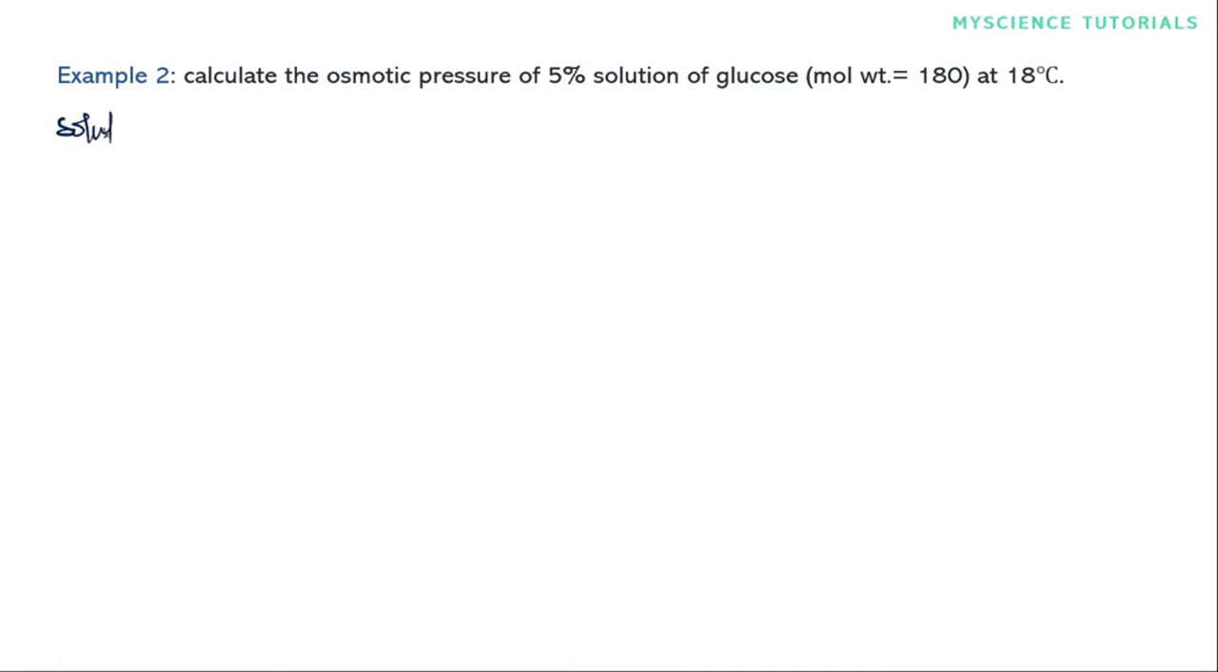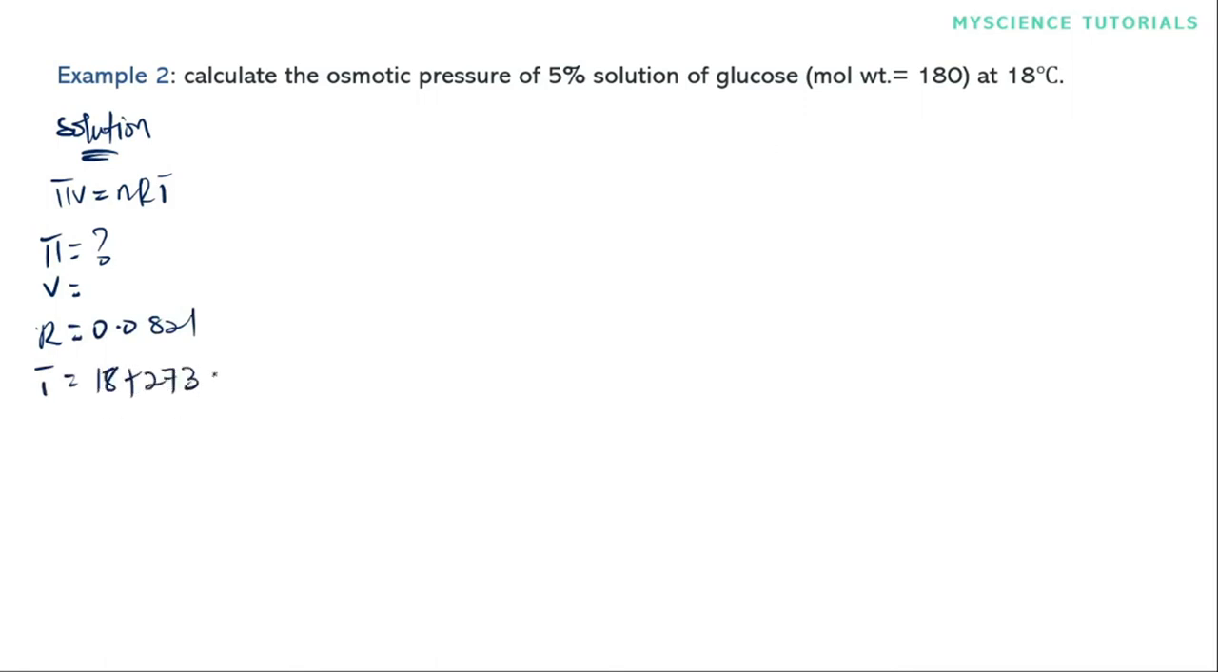So we have our solution, we have the formula, which is pi V is equal to nRT. You can see that we are to find osmotic pressure, so our pi we don't know, and the volume, let the volume be there. We know our R is equal to 0.0821. And then we know our temperature; we were given 18 over here, so we have 18 plus 273, which is equal to 293 Kelvin. Sorry, this is 291 Kelvin.